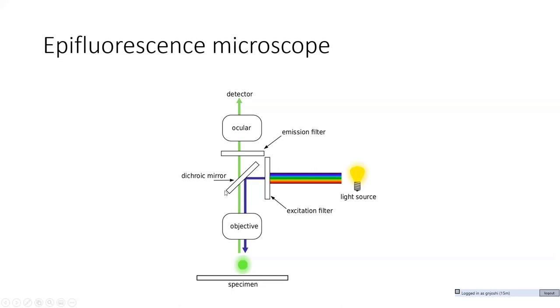The dichroic mirror, as the name suggests, can work with two different wavelengths. It reflects light of shorter wavelength, so it's reflecting the light of shorter wavelength onto the sample. And once the light gets into the sample, it emits the fluorescence, which is green in color. It passes through the dichroic mirror, which allows the light of longer wavelength to pass through. It passes through the emission filter into either the eyepiece, or it could be our detector, which could be a camera, okay? So that's in principle how an epifluorescence microscope works.